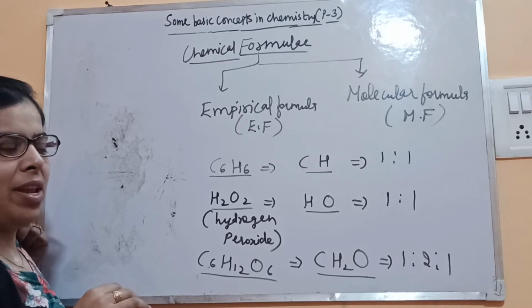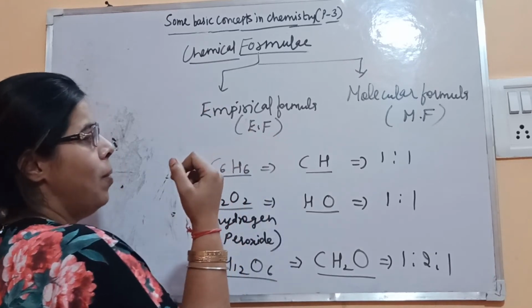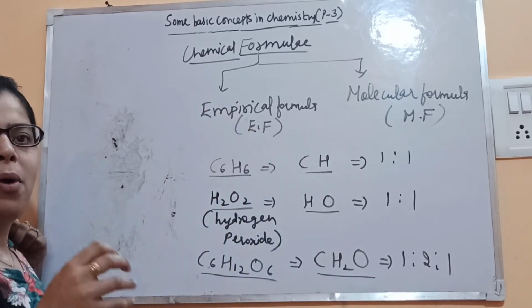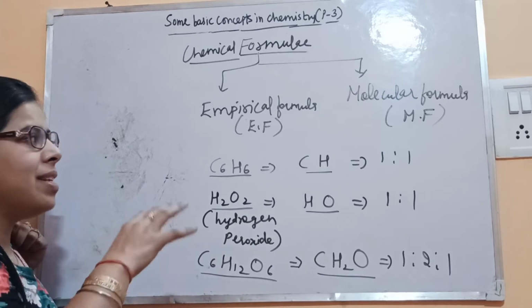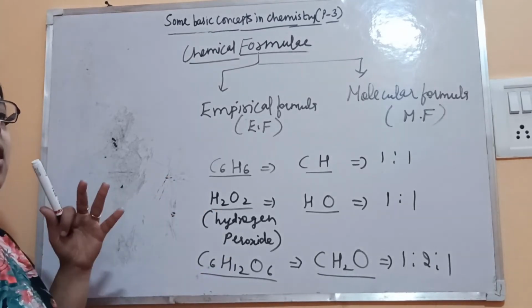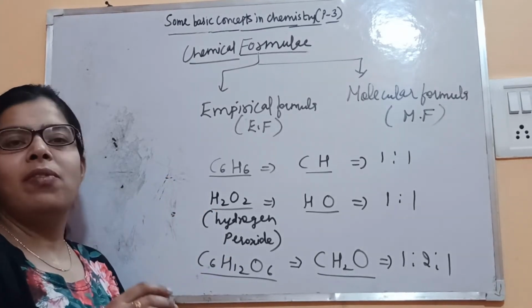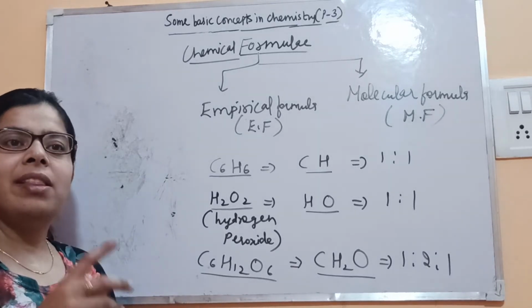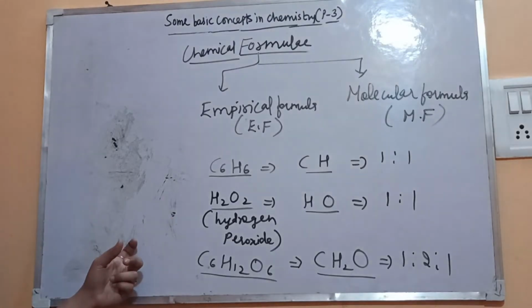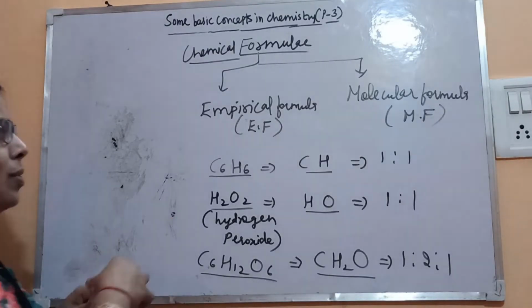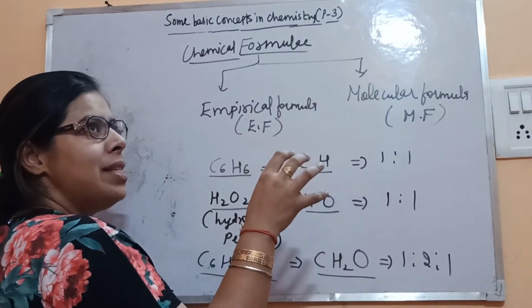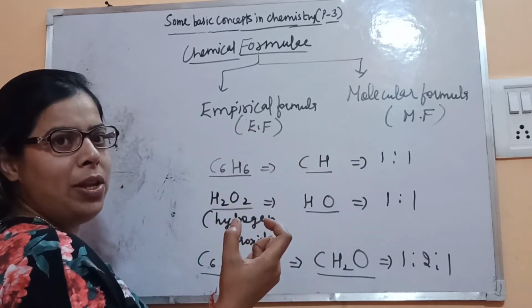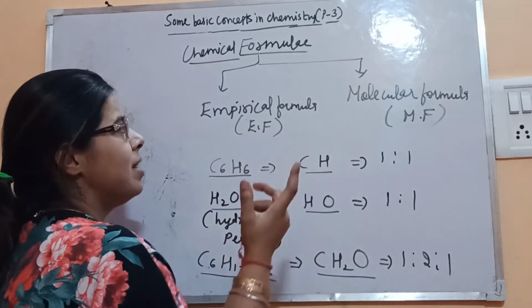Okay, so what is the difference? From the empirical formula, you only come to know about the elements, that these are the elements which are present. But the exact number of each element you will not come to know, that how many carbons are there, how many hydrogens are there. That you will come to know from the molecular formula. Are you getting this? This is just the simplest form of the molecular formula. Simplest form of the formula is the empirical formula.